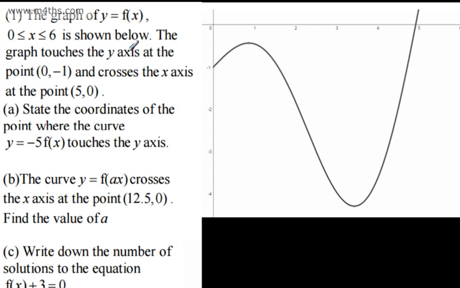The graph touches the y-axis at the point (0, -1), which is just here, and crosses the x-axis at the point (5, 0), which is just here.